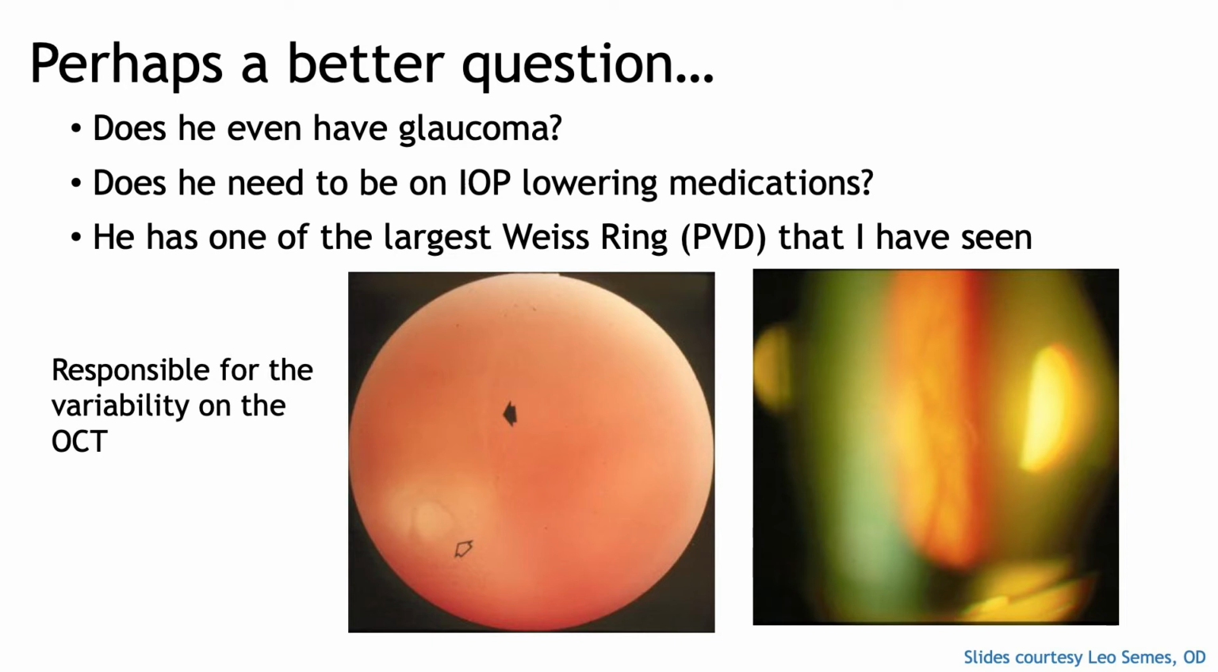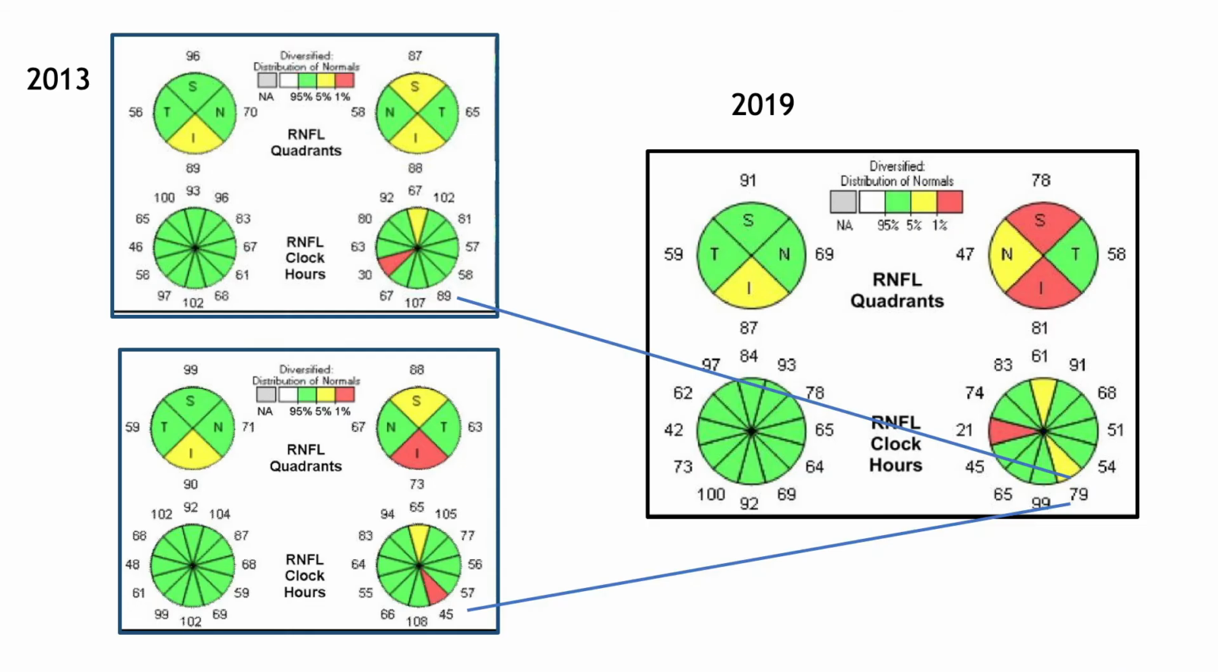And again, when you were looking with your 90 or 78 through a dilated pupil, he had probably one of the largest, most dense Weiss rings that I have ever seen. And it wasn't subtle. And I think that density of that Weiss ring that's floating just above the optic nerve is really responsible for the variability on his OCT scan. And you can see that when I highlight it there.